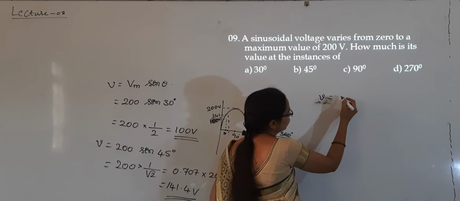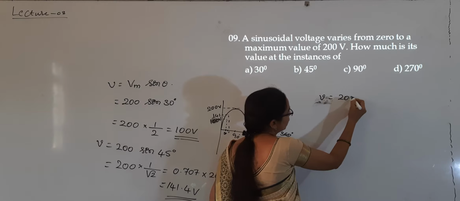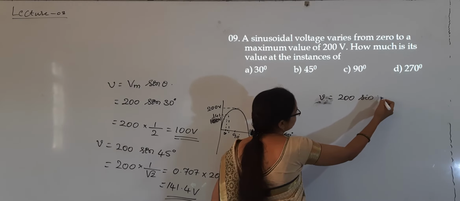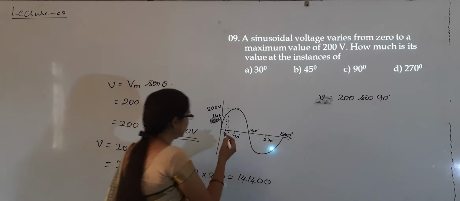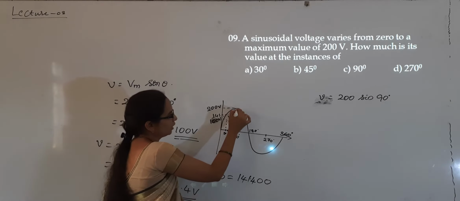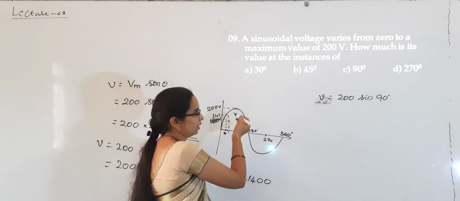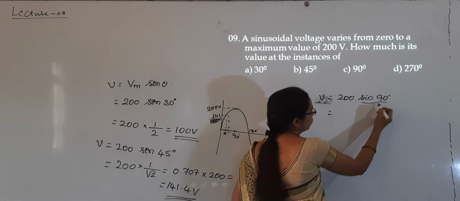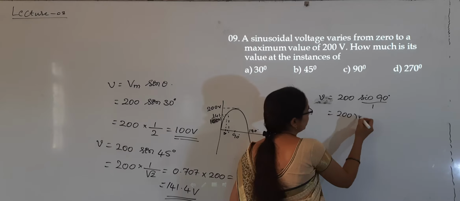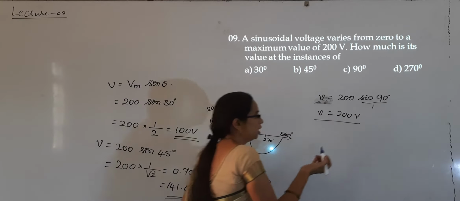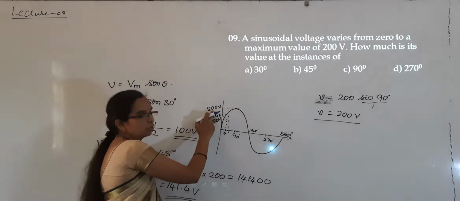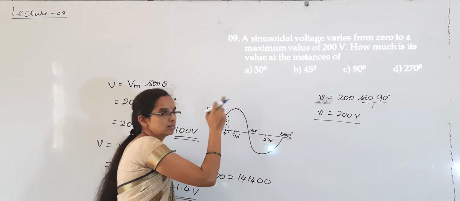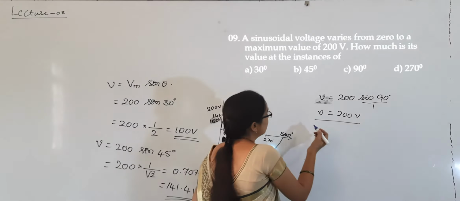Okay, and the next one, small v is equal to Vm, that is 200 sin 90 degree. See here, you can see 90 degree only will get the peak value. You can directly write 200 volt, or sin 90 is equal to 1, then it is 200 volt. You can put the formula or directly write it is 200 volt, because at 90 degree only the sinusoidal voltage reaches the maximum value.